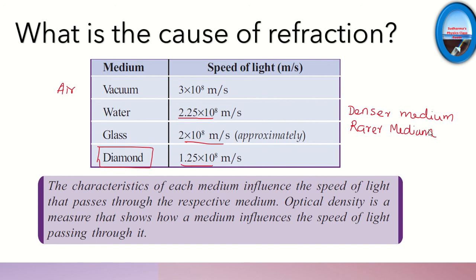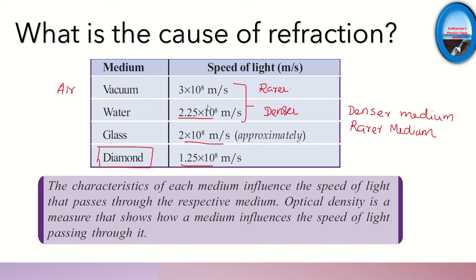Okay. So, what is a denser medium? When light travels from one medium to another, if the speed of light is decreasing, then that medium is called a denser medium. That means when I take vacuum and water, the speed is decreasing in water. So water is denser when I'm taking these two pairs, and vacuum is going to be the rarer medium.